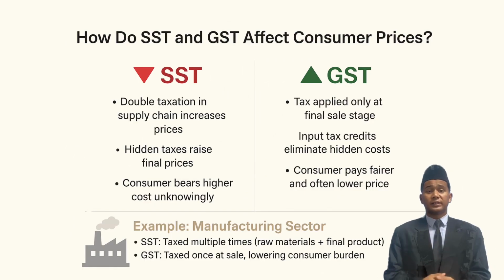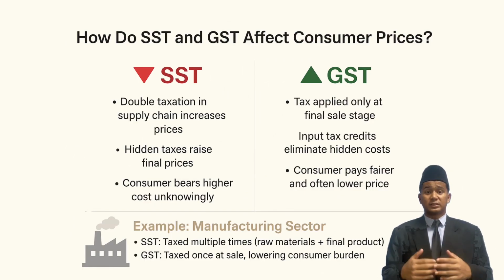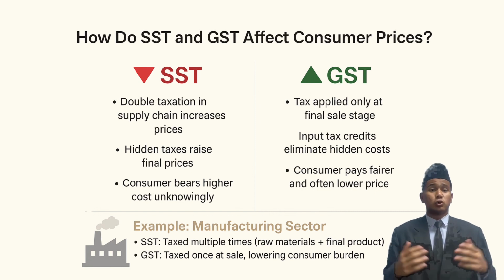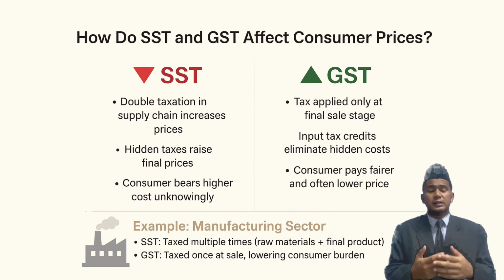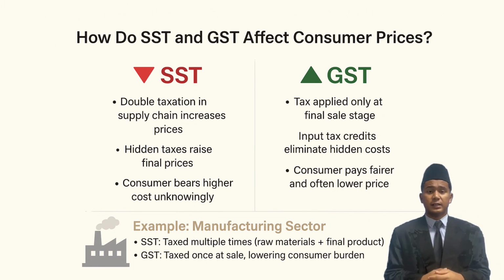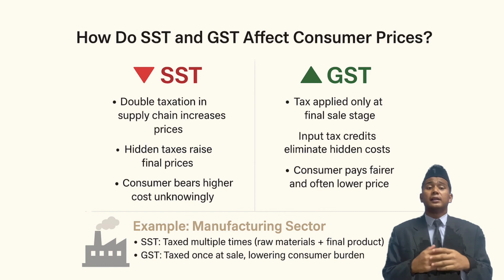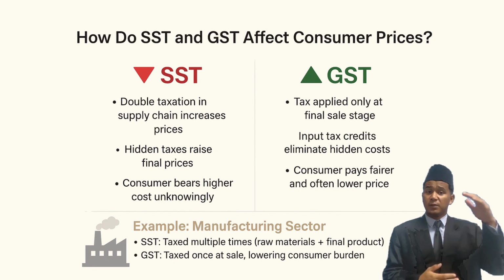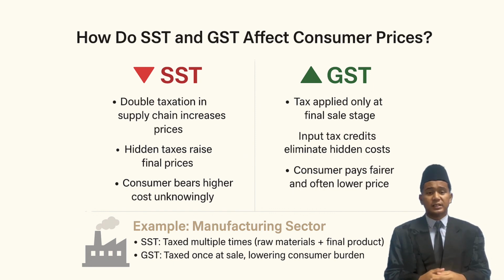Today I explained how SST and GST affect what we pay as consumers. Under SST, tax is charged many times, like on raw material and then again on the final product. This makes prices higher. The tax is hidden, so consumers don't see it but still pay more. Under GST, tax is charged only once at the final sale. Businesses can claim back tax they already paid. This helps keep prices fair and often cheaper for consumers. In short, SST means higher prices because of double tax. GST means lower prices because tax is clearer and fairer.